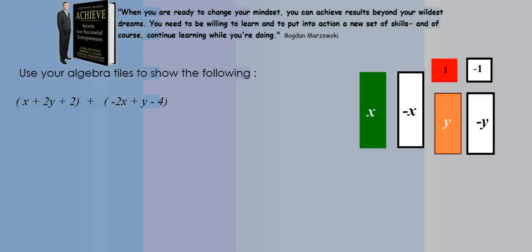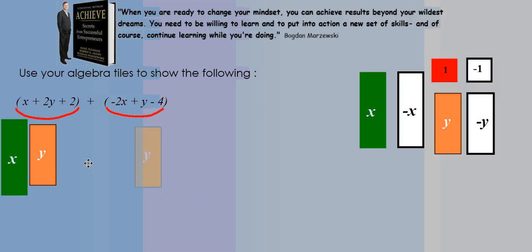Moving to the next slide. Now it says use algebra tiles to show the following. Please note we will be adding one polynomial with another one. So let's bring the tiles to this picture. The first bracket shows 1x, 2y's, and 2 units, so one red and another red. So this is the first polynomial represented by these tiles.